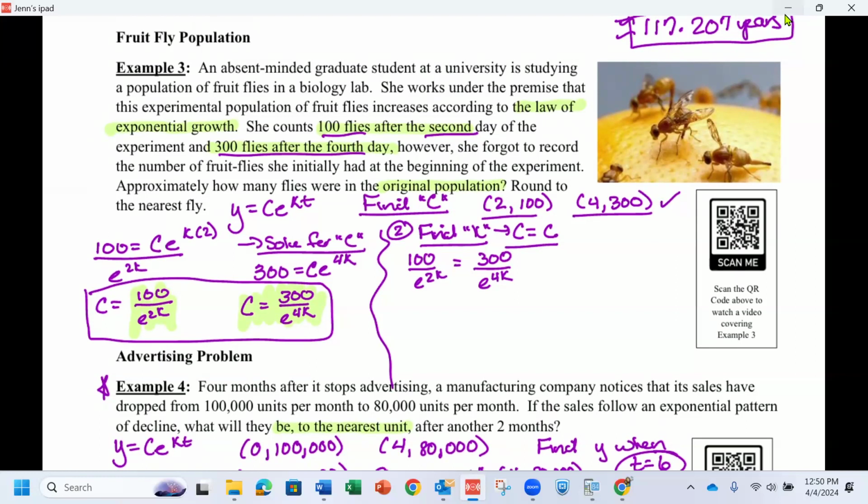Because we've already done an example where we solve for the t. We've done an example where we solve for y. Now we're doing an example where we actually have to solve for C. These are just different ways of solving for the different variables in this equation. How do we solve this? What are we going to have to do?